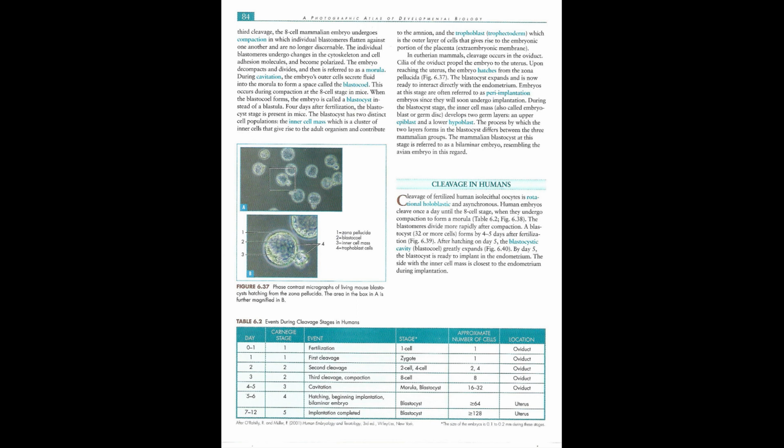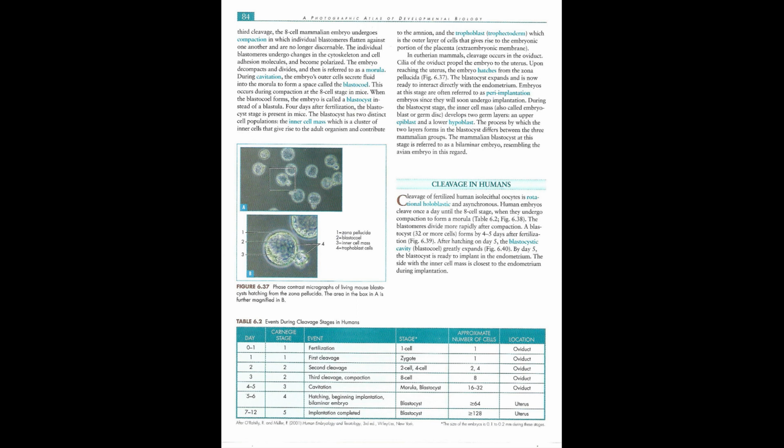During cavitation, the embryo's outer cells secrete fluid into the morula to form a space called the blastocoele. This occurs during compaction at the 8-cell stage in mice. When the blastocoele forms, the embryo is called a blastocyst instead of a blastula. Four days after fertilization, the blastocyst stage is present in mice.